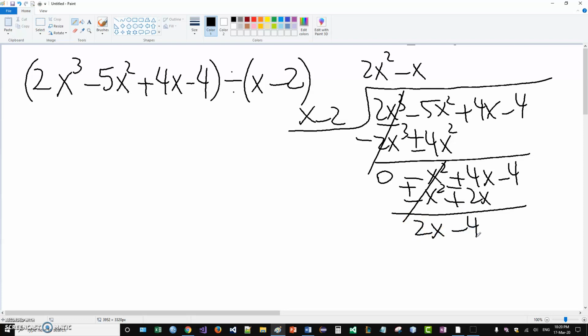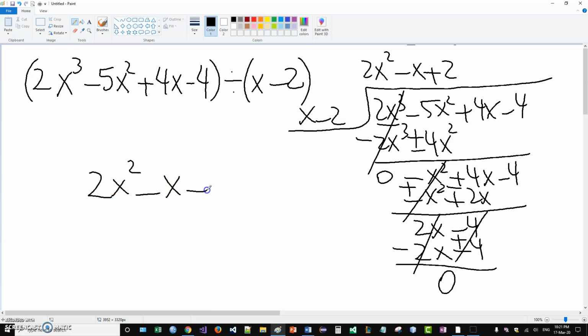2x divided by x is plus 2. 2 times x is 2x. 2 times minus 2 is minus 4. Reverse the sign and then add. We don't have any remainder, so the answer is 2x squared minus x plus 2. That's our answer.